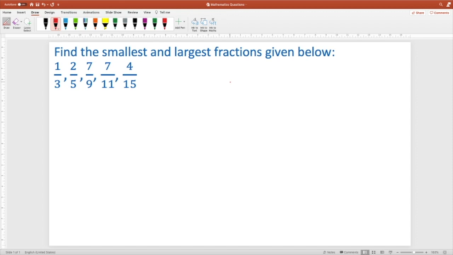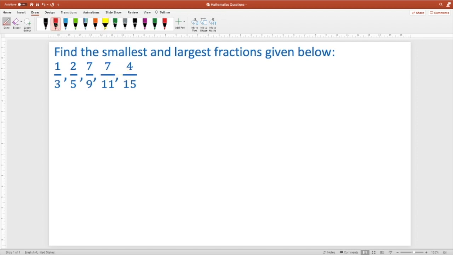And today I'm going to explain this question. Watermelon, read this question out. Okay. Find the smallest and largest fractions given below: 1/3, 2/5, 7/9, 7/11, and 4/15.